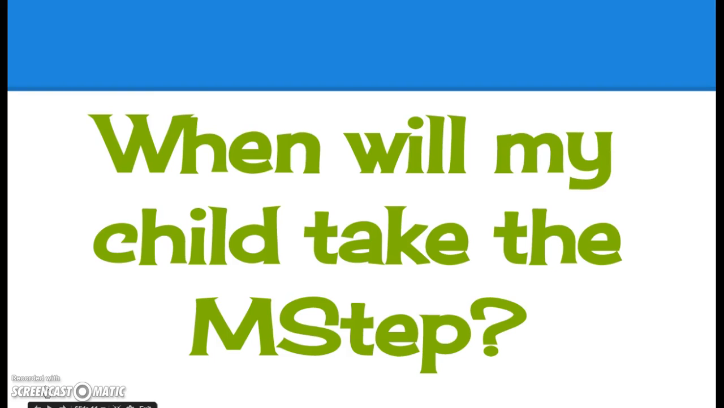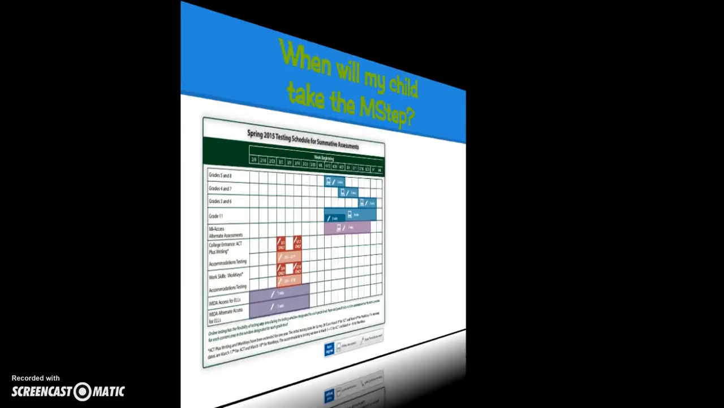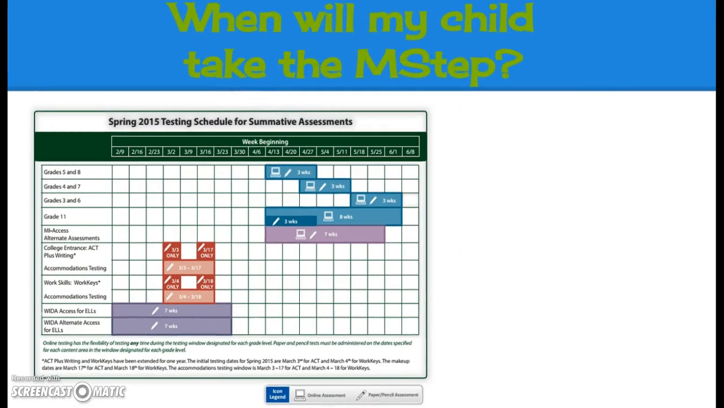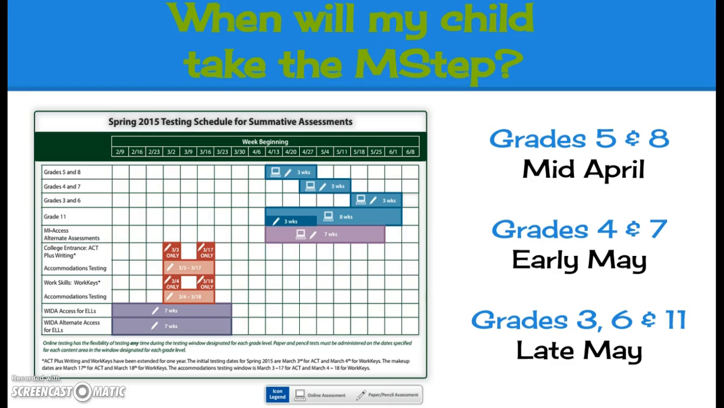When will my child take the Mstep? The state has set testing windows for each grade level to complete testing. Within that window, each building has the freedom to create a plan for testing completion. Please continue to read all communications sent from your child's teacher and from the school's office to keep up to date on when testing will occur. In general, grades 5 through 8 will be testing in mid-April, grades 4 and 7 will test in early May, and grades 3, 6, and 11 will test in late May.